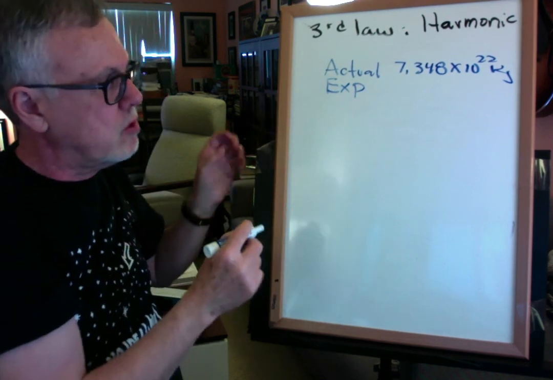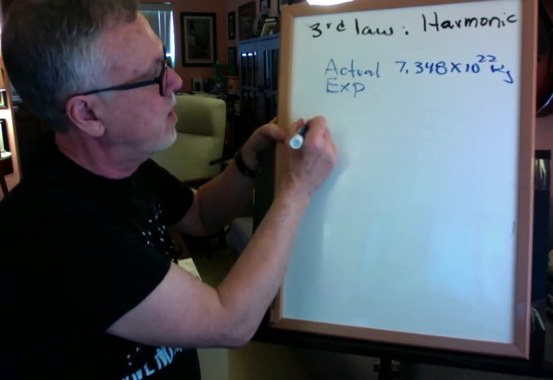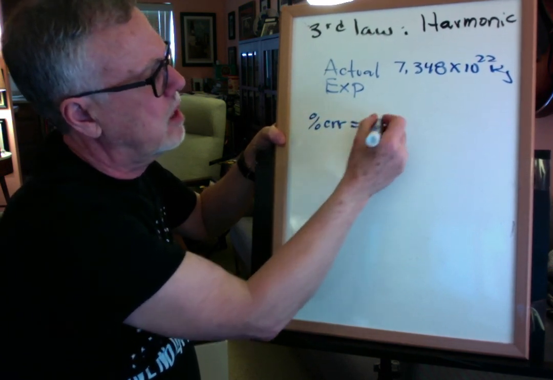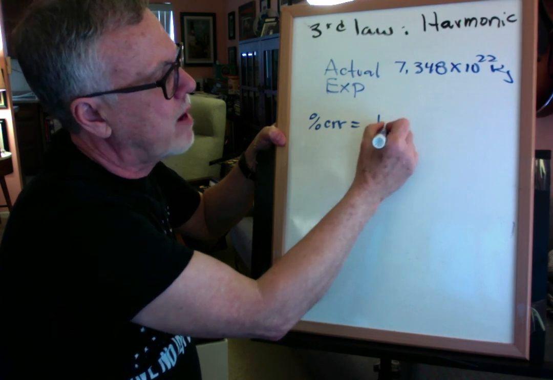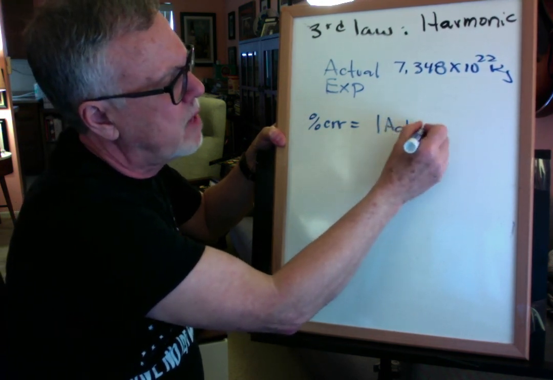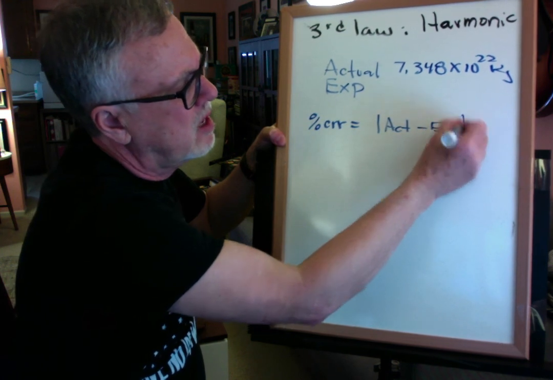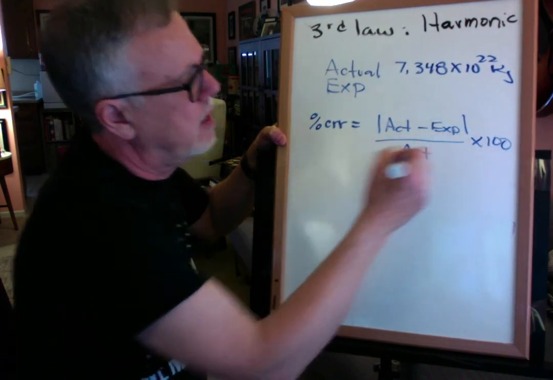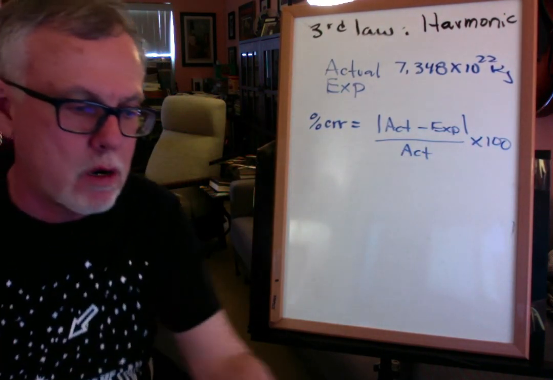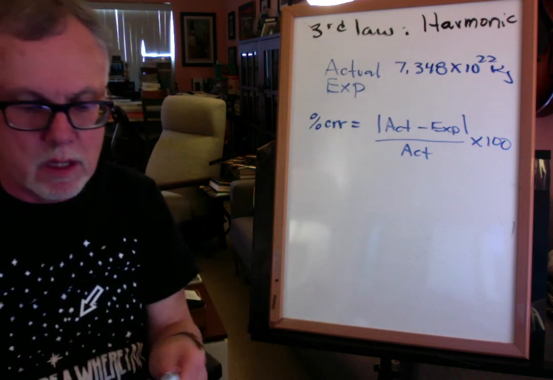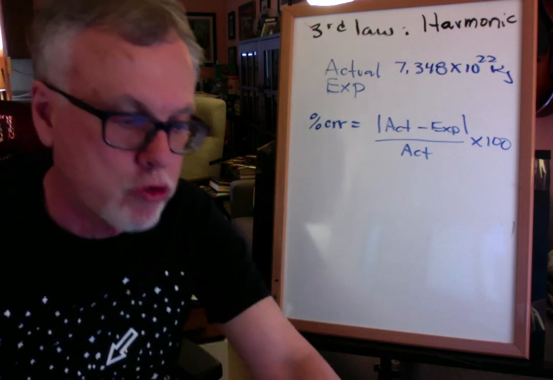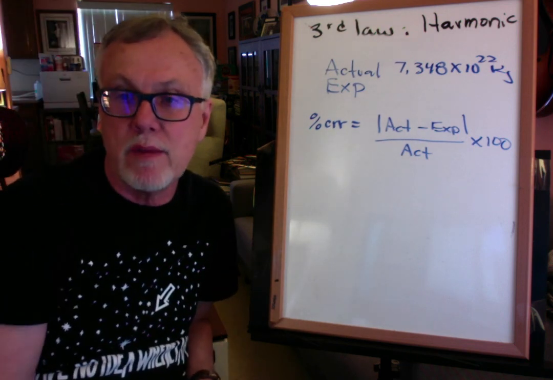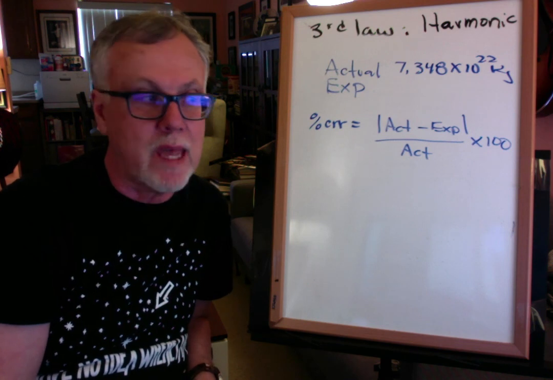And so what you do is, the percent error is equal to the absolute value of your actual value minus the experimental value, everything divided by your actual value, times 100. And what that'll do is tell you just how far away from your actual true value your experimental value was. You should be within 5–10% of the actual value. You should be able to get that close with this.